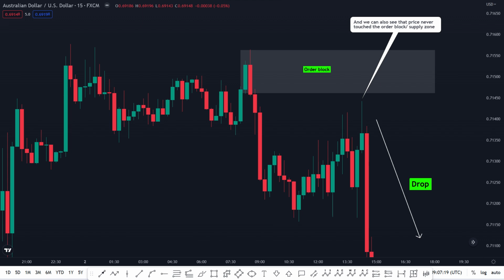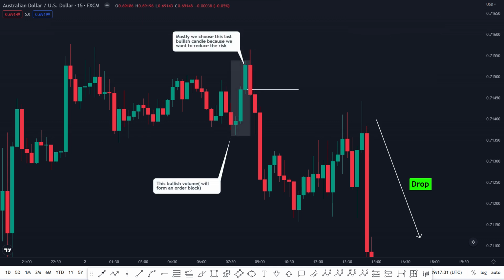As I said in the beginning of the video, the last bullish volume will form an order block. It's just that using the last bullish candle will help us to reduce the risk in the market. From the first bullish candlestick's low to the high of the last bullish candlestick will form an order block, so that's why we can see price trading inside the area before it can continue to push lower.